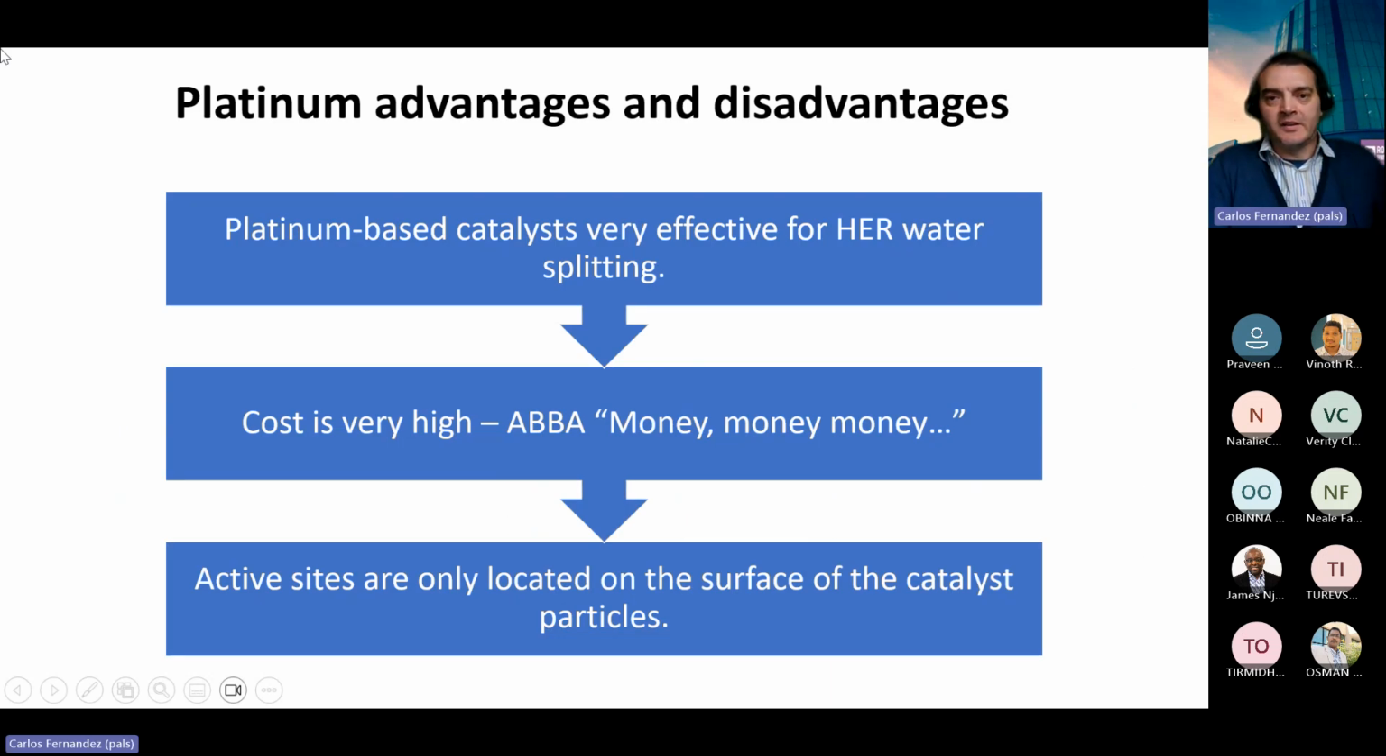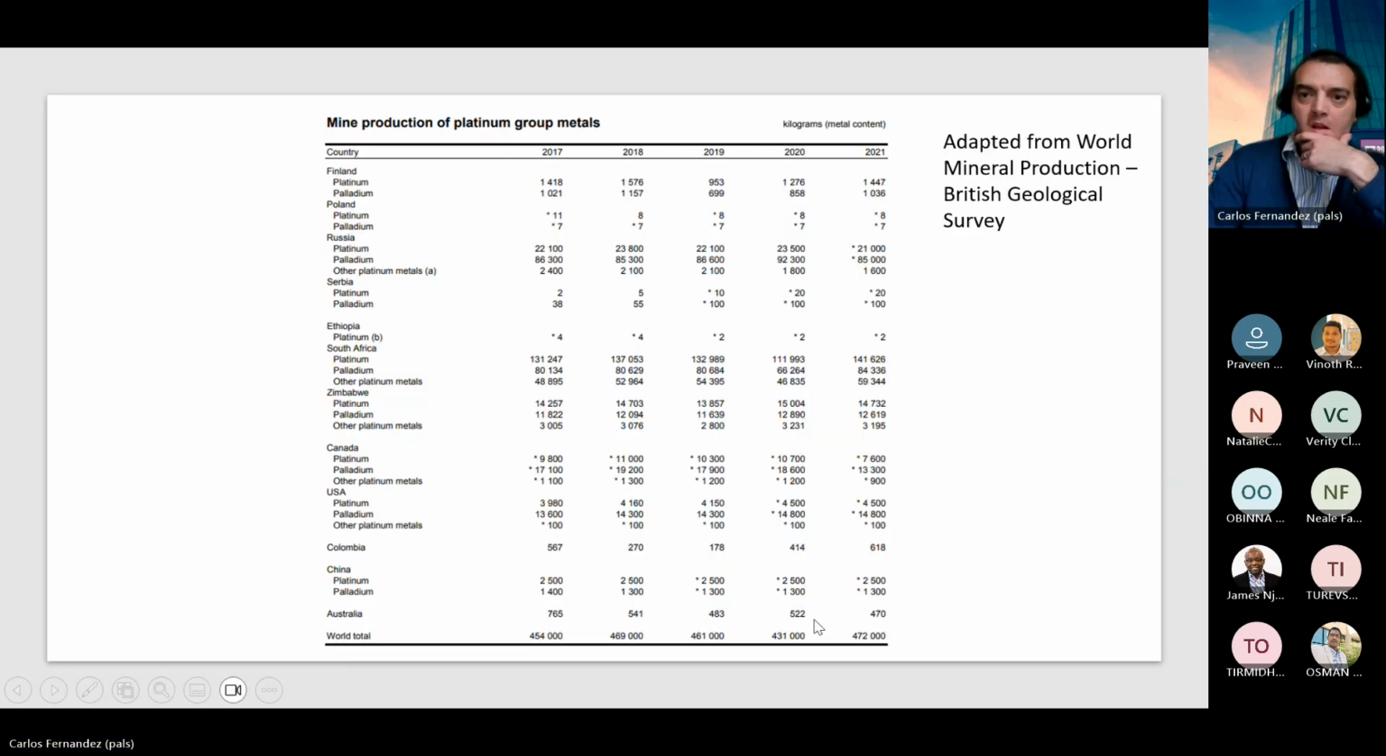So platinum, I love platinum. Beautiful metal. Okay, so platinum, some advantages. It's very effective for the hydrogen evolution reaction, water splitting. History told us already, the father of the fuel cells, Sir William Grove, and also Schoenbein, were already able to use platinum. So it is a fantastic electrocatalyst. But the problem is the cost is very high. As our friends from ABBA would say, money, money, money. The active sites are only located on the surface of the catalyst particles. So that is quite important to understand.